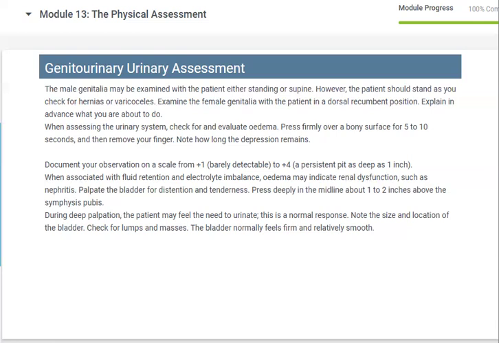When associated with fluid retention and electrolyte imbalance, edema may indicate renal dysfunction, such as nephritis. Palpate the bladder for distension and tenderness. Press deeply in the midline about 1 to 2 inches above the symphysis pubis. During deep palpation, the patient may feel the need to urinate. This is a normal response. Note the size and location of the bladder. Check for lumps and masses. The bladder normally feels firm and relatively smooth.